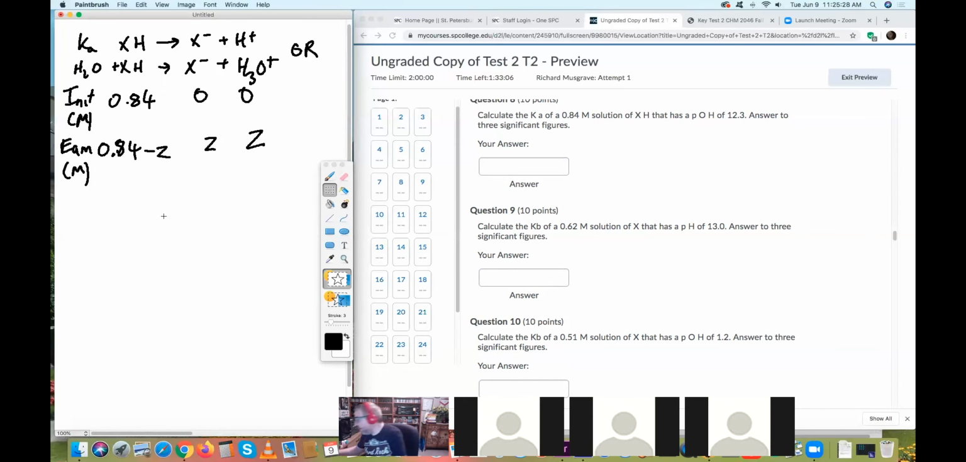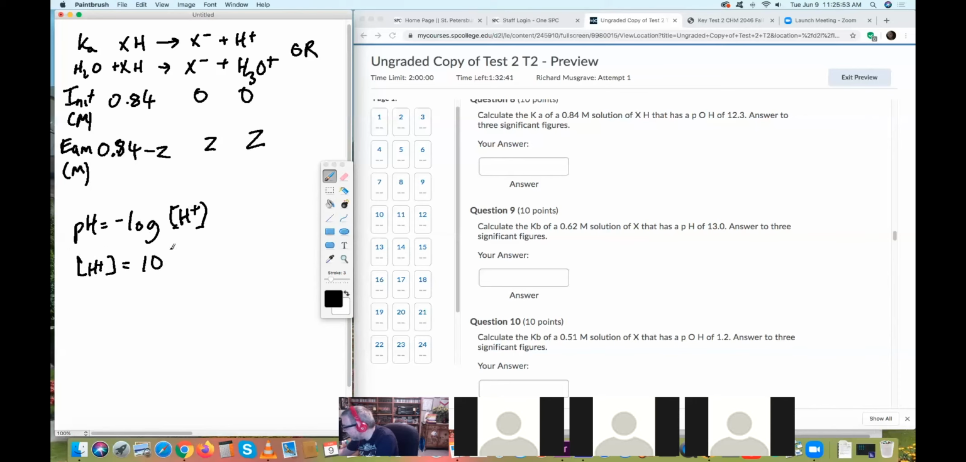So we have to find Z, and what we're given here is the POH. Now there's a couple of things we're talking about here. Now pH, definitionally, is the negative log of the hydrogen ion concentration. Which means that if we want the hydrogen ion concentration, it's going to be 10 to the negative pH. That's because the inverse log is going to be 10 to the power of. That's how we're getting that.